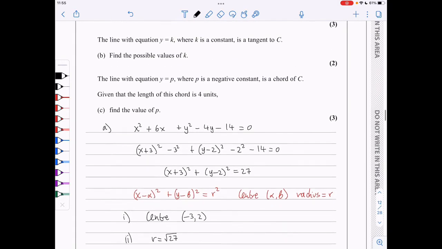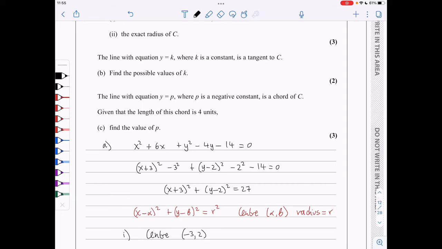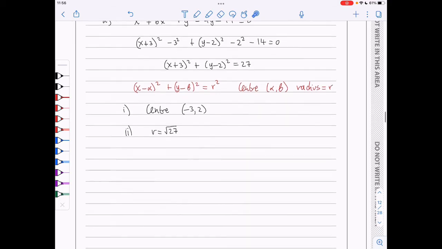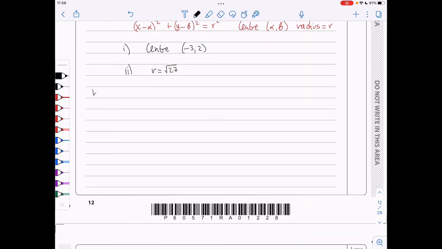Now, the line with equation y is equal to k, where k is a constant, is a tangent to C. It says find the possible values of k. I think it makes perfect sense here to draw a quick sketch of a circle. So here we go, we've got the circle, it's centered at (-3, 2). We've got a horizontal line, the line y equals k, which is a tangent to the circle, so it could be this line here, or it could be this line over here.